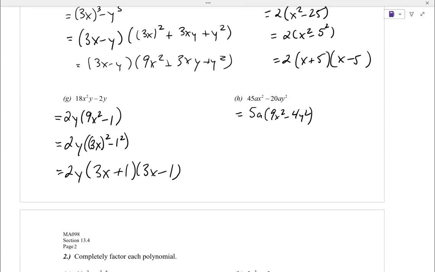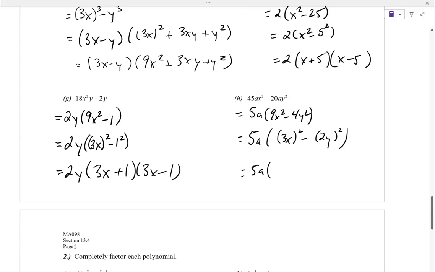Do we recognize that as a difference of two squares? Certainly not going to be cubes, right? Because it says squares. It better be a difference of two squares or there's not a lot we can do with it. What do you square to get 9x squared? 3x. And what do you square to get 4y squared? 2y. So then how does that factor?